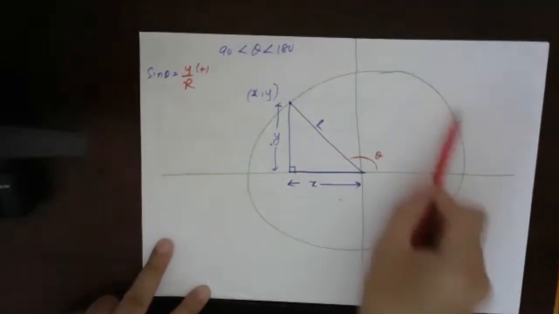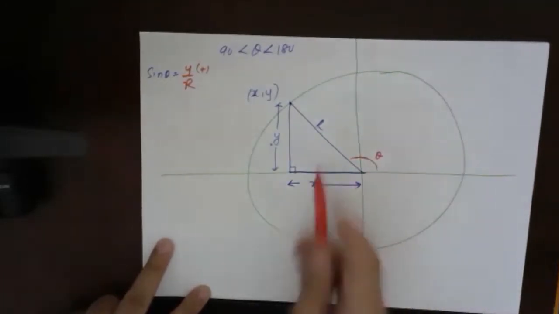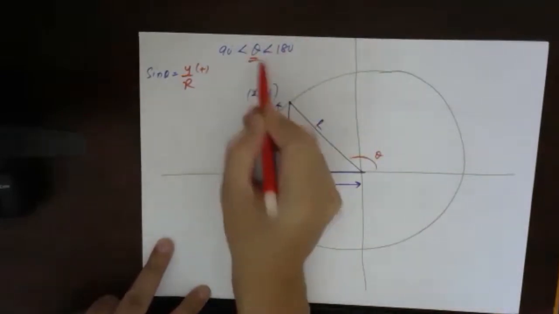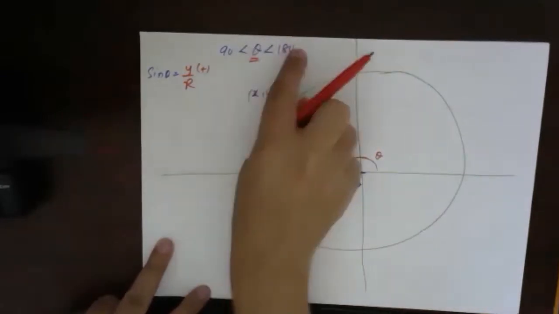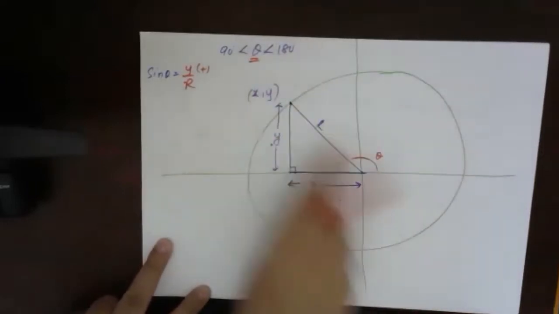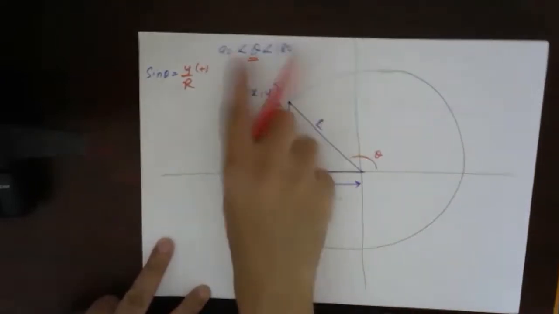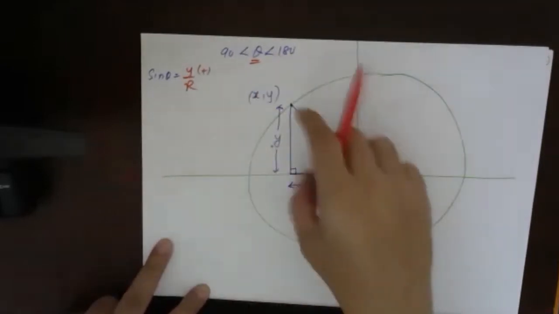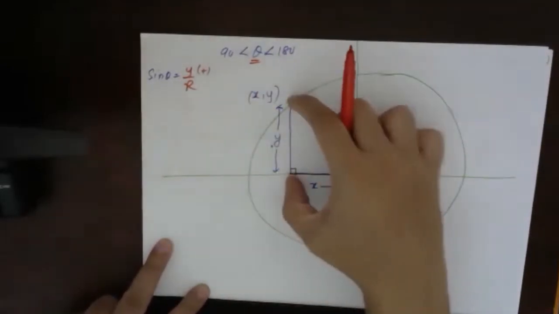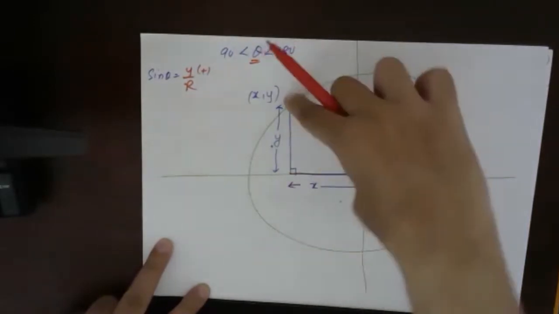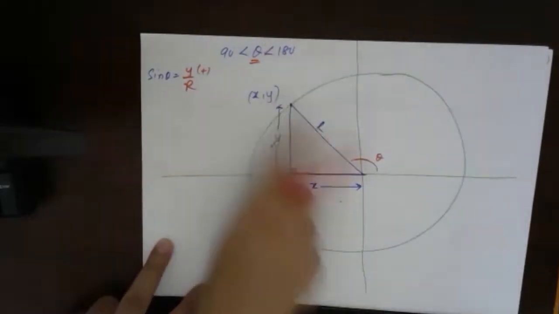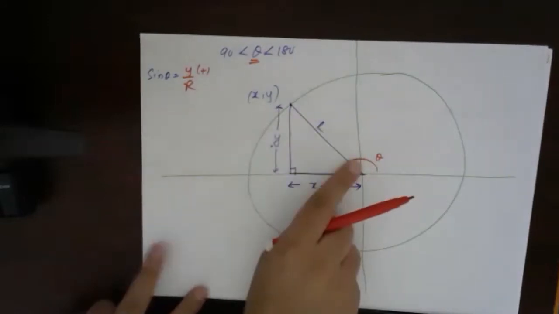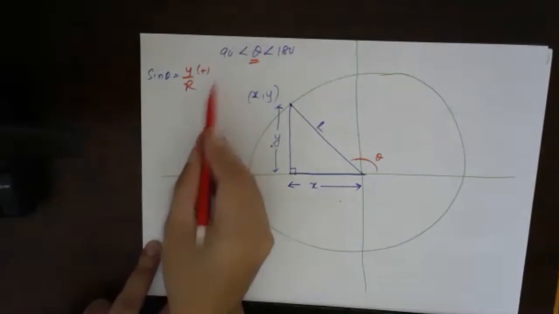So this is acute. Any point you take, you will form an acute theta. Any point from here to here, the angle you make will be theta, and this angle will be from 90 to 180. When you drop a perpendicular, the height will be this and the hypotenuse will be this. So sine theta is y upon r, which is positive.